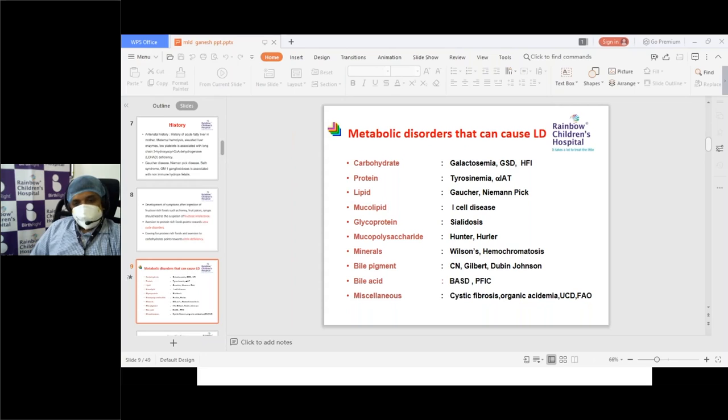Miscellaneous disorders like cystic fibrosis, and these disorders, especially the urea cycle disorders, fatty acid oxidation disorders, and organic acidemias, involve the liver, which may result in elevation of the serum transaminases, and then they can present as a metabolic liver disease. So anything from carbohydrate right till the bile acid and the bile pigment can cause a metabolic liver disease.